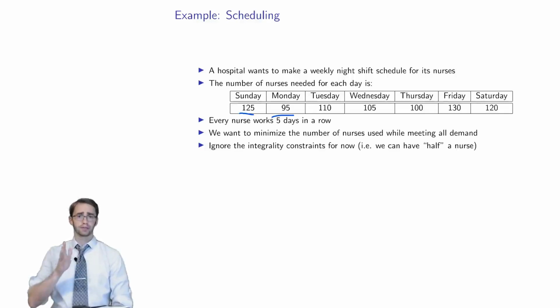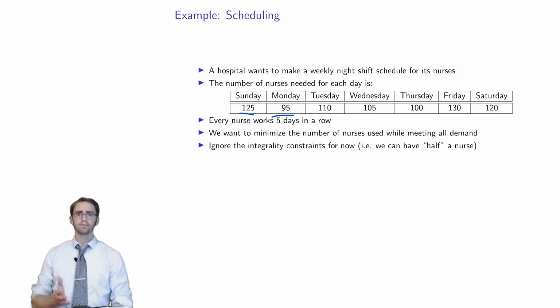So we'll have a constraint that says each nurse works 5 days in a row, because you don't want to have weird shifts where the nurses work 2 days on and then have a rest and 3 days on or something like that. So we'll say the nurses have to work in a consecutive block. And what do we want to do as a hospital? Well, we'd like to minimize the number of nurses that we have to hire while still meeting all of the demand.